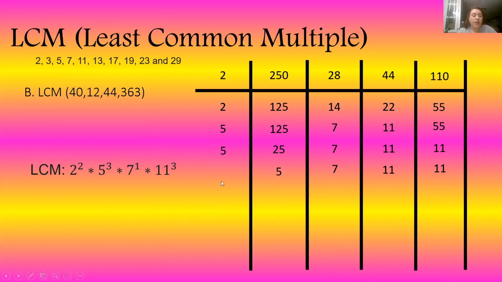So now we have 2 to the second power, 1, 2. And then we have 5 to the third, 1, 2, 3. And then you have 7 to the first, and then 11.